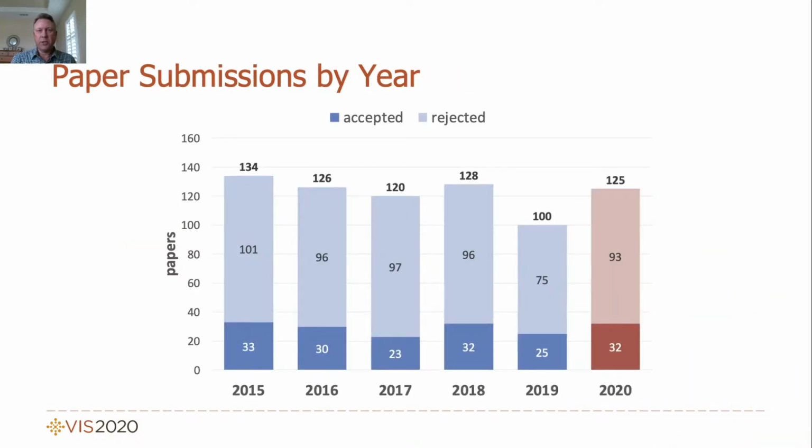What this chart shows here is the historical number of submissions as well as accepted papers over the past few years. And what we're seeing is essentially that the number of submissions holds fairly steady. We saw a small dip last year, but we had a strong comeback this year. We're also seeing that the number of accepted papers is fairly constant, around 30 or so.